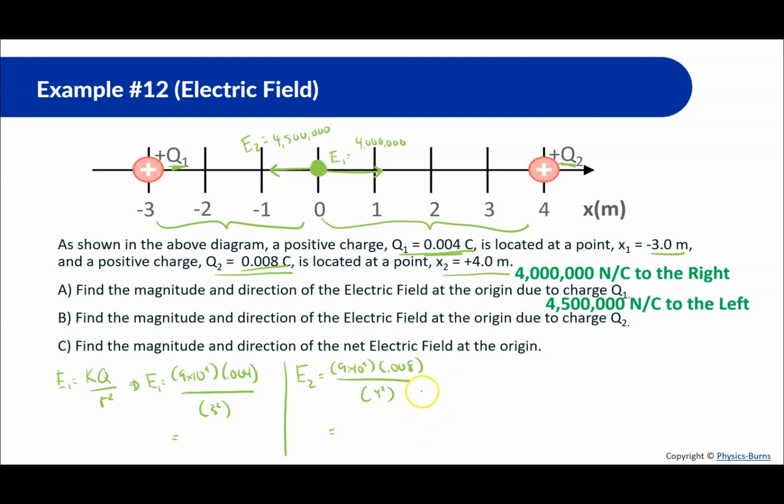Okay, great. So now find the magnitude and direction of the electric field. So E net will be equal to E1 plus E2. So E1 is equal to 4 million. And it's going in the positive direction, so that's positive. Plus E2 is going to be negative, so I'm going to call it negative 4,500,000. That's going to be equal to negative 500,000 Newton per coulomb. So we can say the magnitude is going to be 500,000 Newton per coulomb, but it's going to the left.